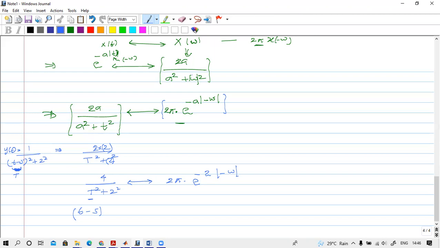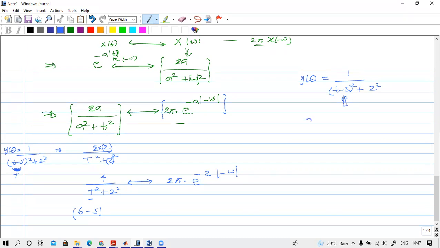I think some fact should come to your mind. So if we consider y(t) equal to 1 by (t minus 5) square plus 2 square, what is this part?